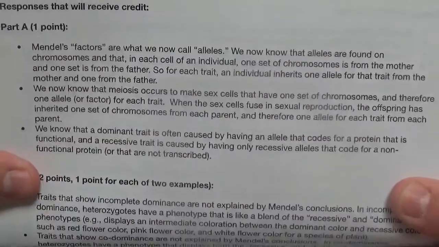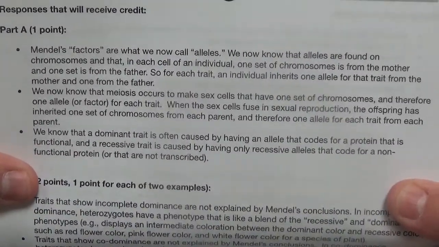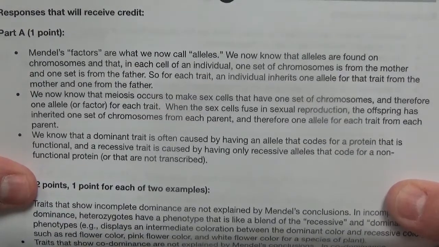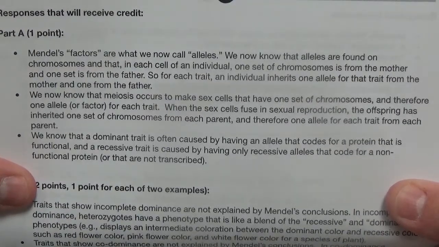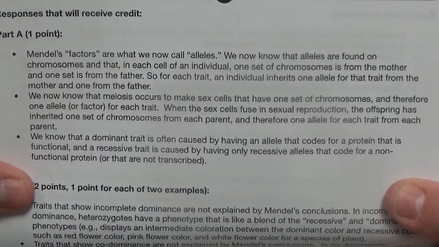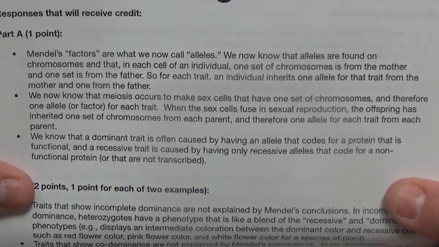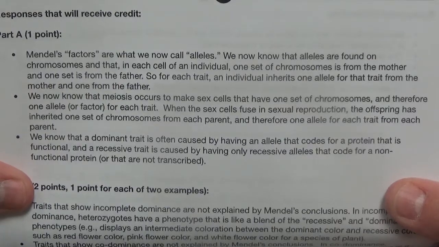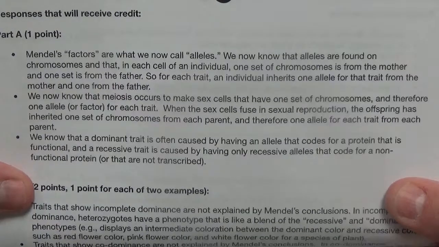So just to get 1 point is if you mention that Mendel's factors are called alleles. We know that alleles are found on chromosomes. These are things that Mendel didn't necessarily know. We know that meiosis occurs to make sex cells. We know that a dominant trait is often caused by having an allele that codes for a protein. All right, let me look at some of the answers.